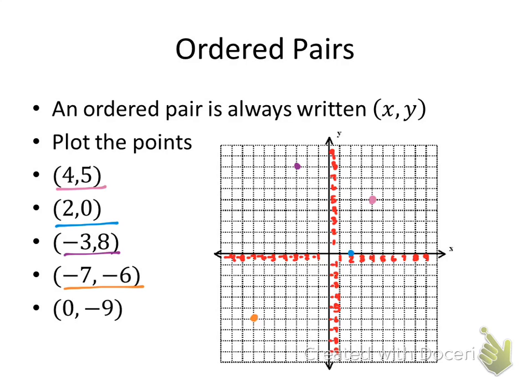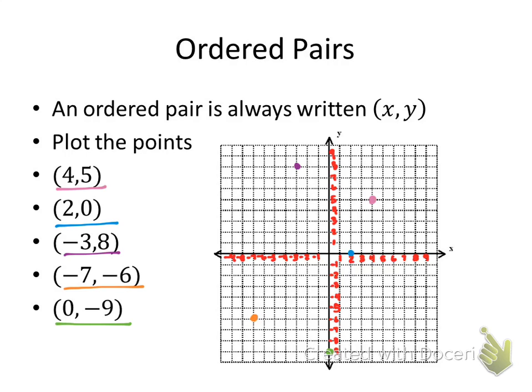Right there. And then last but not least, I've got 0, -9. So if x is 0, I stay right there at the origin because I don't move left or right any because it's 0, but I go down to -9 and it's right here. Now, these are just ordered pairs that they wanted us to plot.